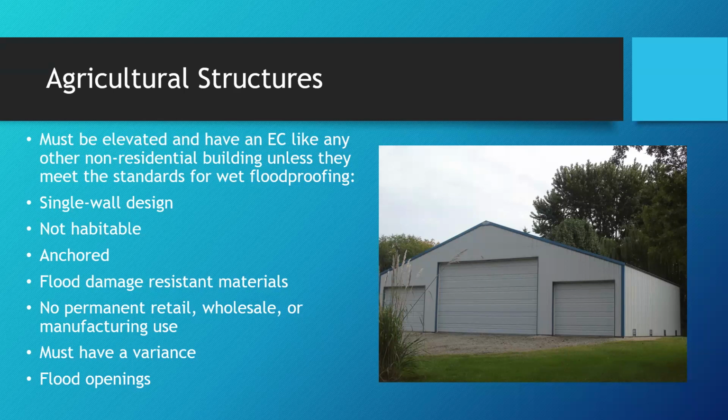It also has to have a variance. That's another thing that FEMA's really been emphasizing, and they clarified that all agricultural structures must have an approved variance to be allowed to be wet flood proofed, just because of the diverse nature of agricultural structures. And obviously the flood openings, and you can clearly see the flood openings on this structure, but there is no size limitation on these, unlike the accessory structures.